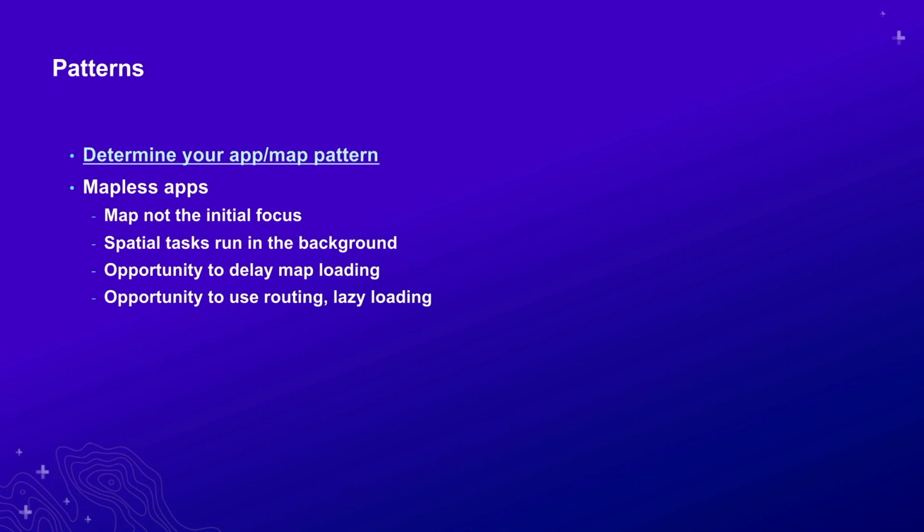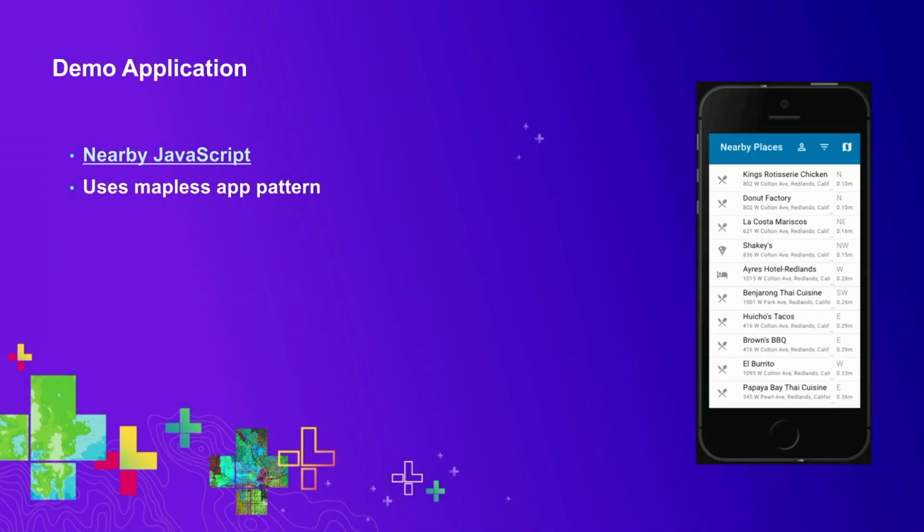The spatial task can be run in the background. So maybe in the application I'm going to show you, I'm going to do a search for nearby businesses. It's going to run in the background while my list is shown. No map is shown, but I'll just have those tasks running while you look at the initial list that you get. I can delay the map loading. This also gives me the opportunity to use routing, whatever frameworks or tooling from the application I'm using. I can add some routing in there. That lets me lazy load the resources as well.